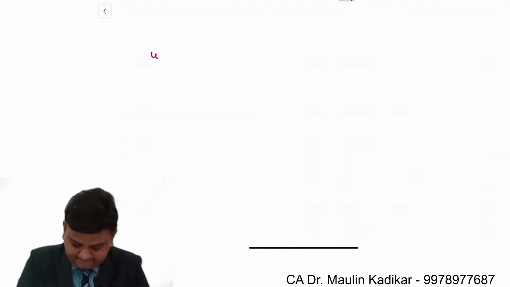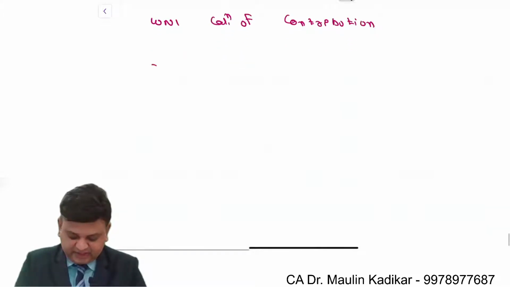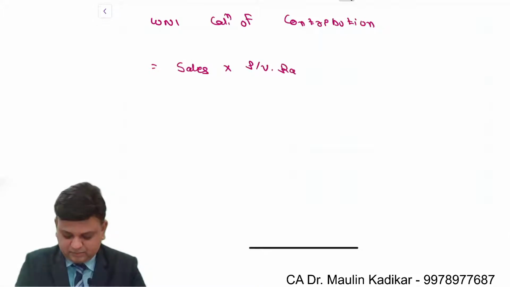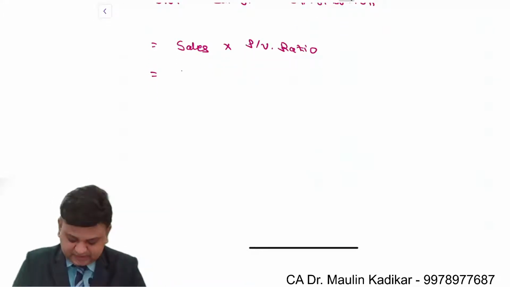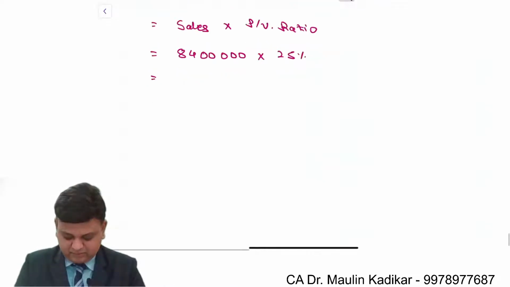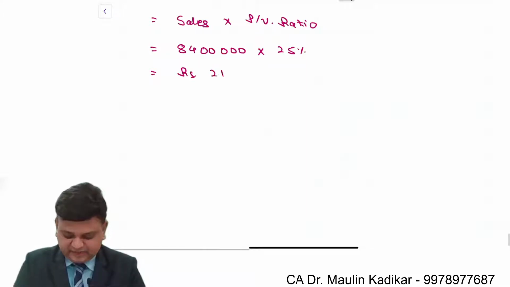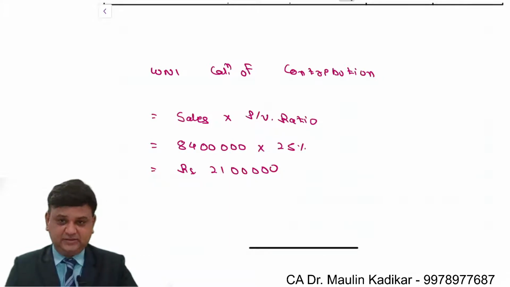Working note number 1, calculation of contribution. In that, sales into profit volume ratio. Sales of the company is an amount of 84 lakhs. Into profit volume ratio is 25%. That comes to an amount of 21 lakhs. So first of all contribution can be found like this.